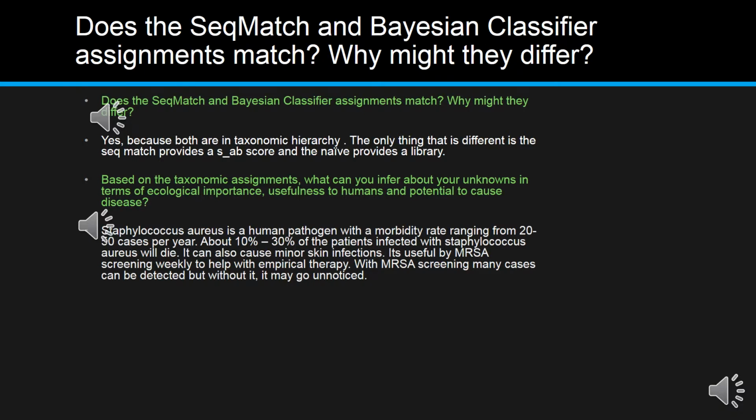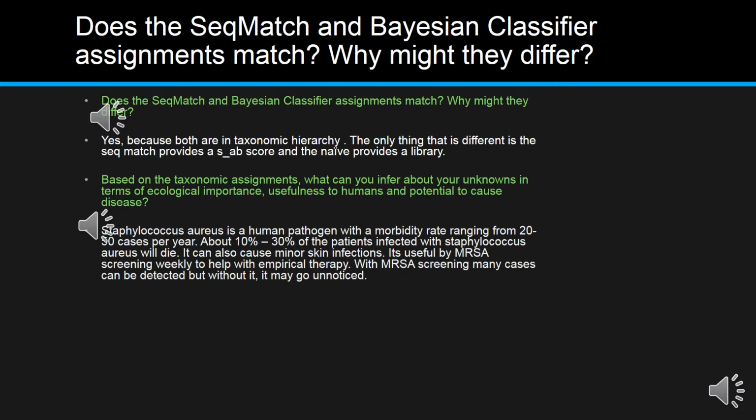The sequence match and the naive Bayesian classifier both match because both are in taxonomic hierarchy. The only difference is the sequence match provides a SAB score, while the naive Bayesian provides a library.